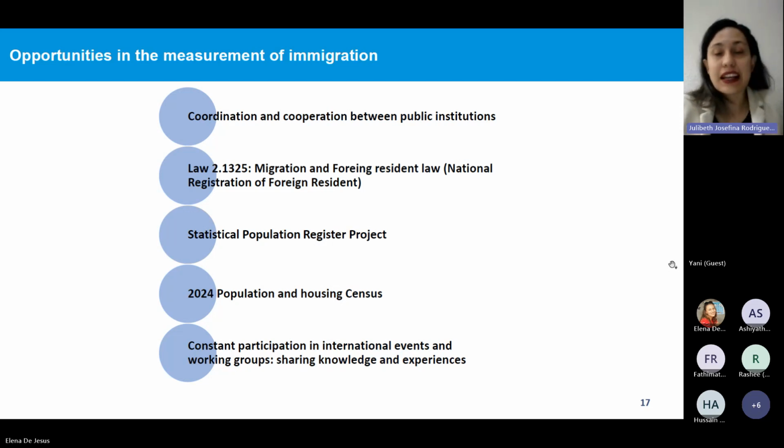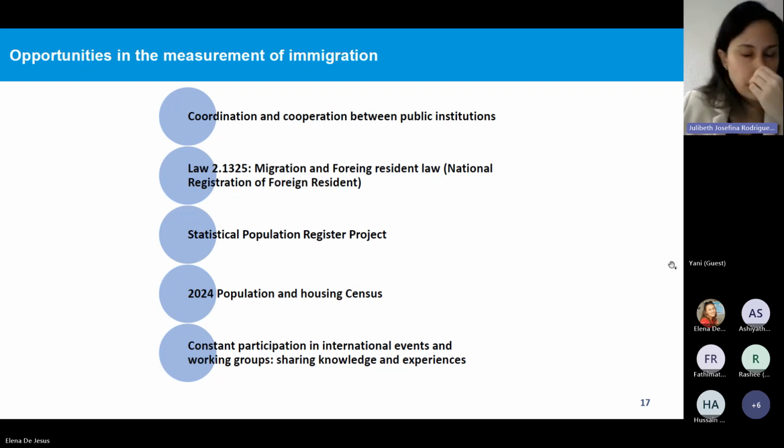And finally, it is a great opportunity for us to participate in international events, all kinds of events, and groups of experts. For example, the expert group on migration from the UN, or the IDAC with UNICEF, the CLAD conference, seminars, because knowledge is collective and enriched.